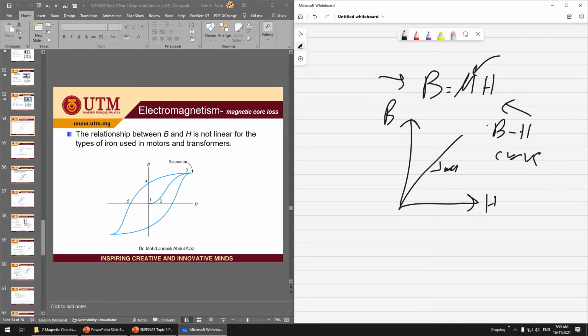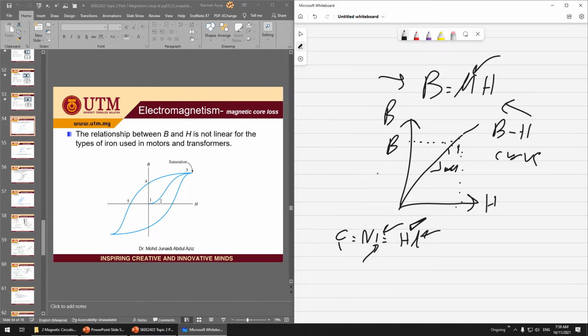And remember, F equals Ni equals HL. So basically, the higher the current or the higher the number of turns, the higher the H. When you increase the current, you increase the H. L is constant because you cannot change the length. And when you increase the H, you also increase the B. But this is in ideal condition.